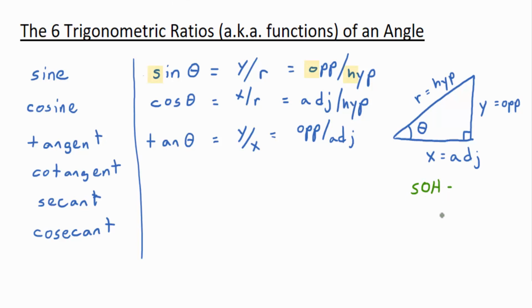Okay, that's the sine equals opposite over hypotenuse part, right? C-A-H, that's the cosine equals adjacent over hypotenuse part. And then TOA. That's tangent equals opposite over adjacent. Now there's three other trig functions we need to know about, but they just involve the reciprocals of the first three that we talked about.